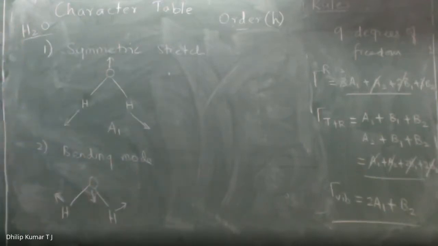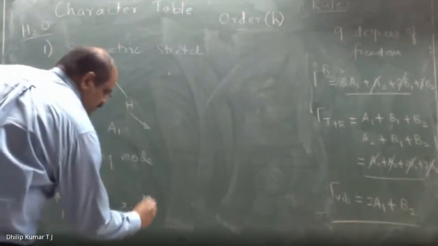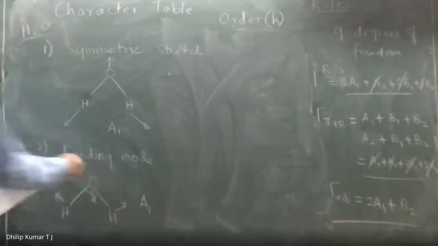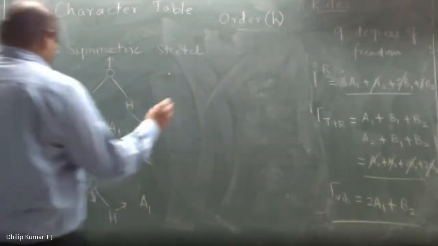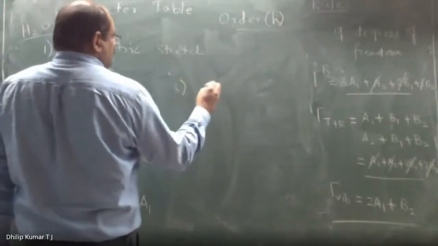When it happens, this again has A1 symmetry. The symmetry will not change in the bending mode; all the angles will change, but the symmetry will not change. So this will also have A1 symmetry. And third is the asymmetric stretch.